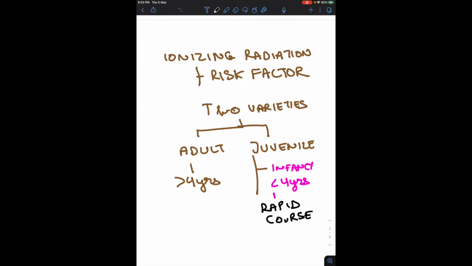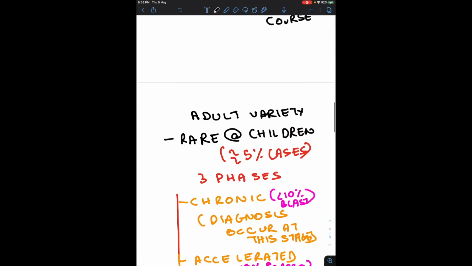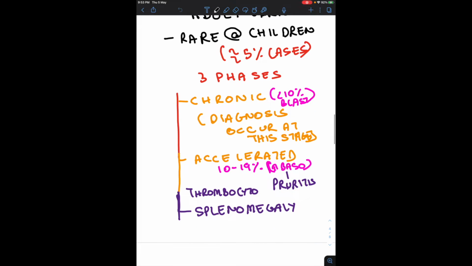So there are two varieties, the adult form and the juvenile form. The adult form is seen at greater than 4 years, and the juvenile is seen from infancy to less than 4 years, and it has a more rapid course. The adult variety constitutes approximately 5% of the cases and is rare in children, and it has three phases: the chronic phase, the accelerated phase, and the blast crisis phase.